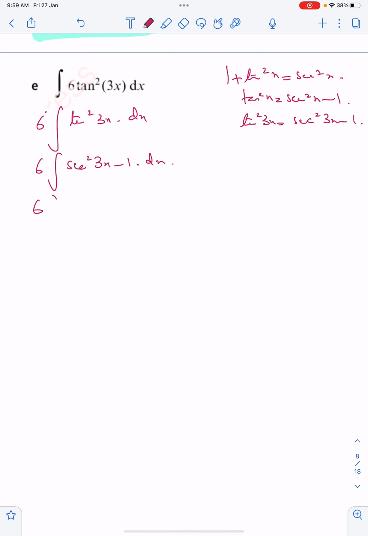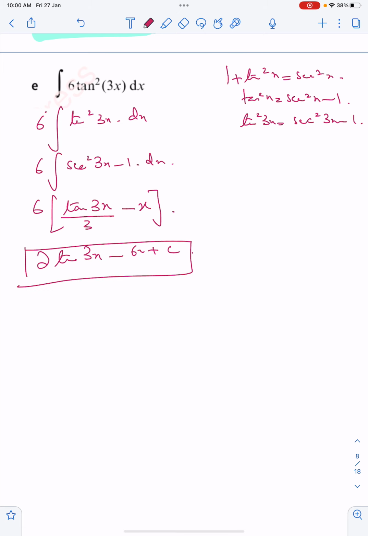Now I'm going to start with the integration process. Integration of sec square 3x is going to be tan of 3x divided by 3 minus integration of 1 is x. Okay, when I multiply 6 by this whole bracket, it will become 2 tan of 3x minus 6x plus c. This is the final answer to this question.